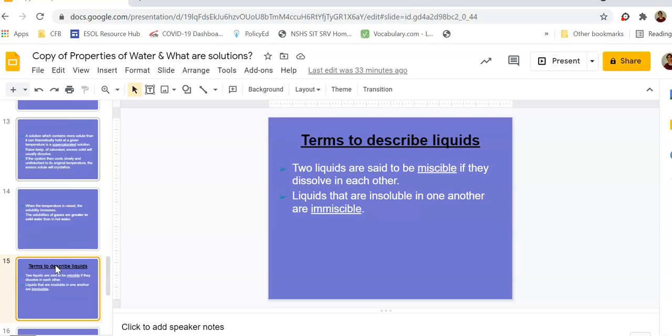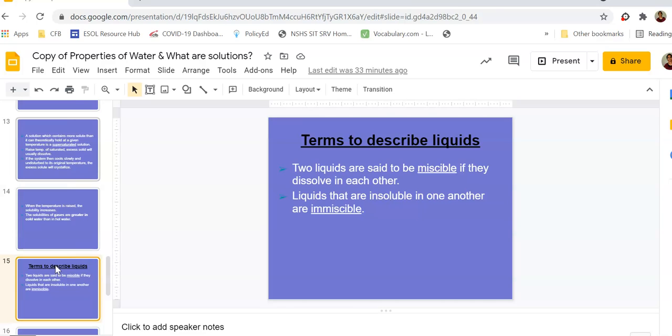Two liquids are said to be miscible if they are able to dissolve in each other. If the two liquids do not dissolve in each other, then they're called immiscible. Like for example, oil and water are immiscible because they will not dissolve in each other. But if you have a soap solution and you try to dissolve it in water, that will dissolve. So that is miscible. Miscible means two liquids that will dissolve in each other.